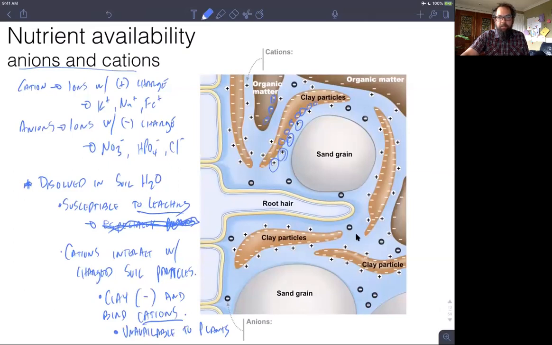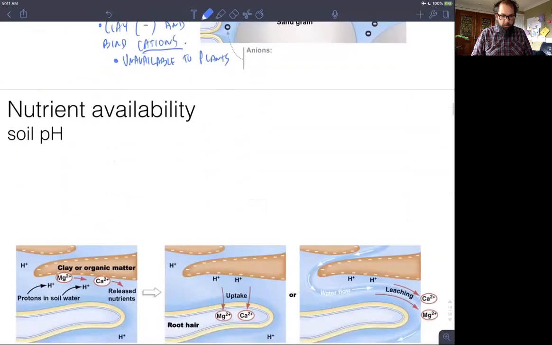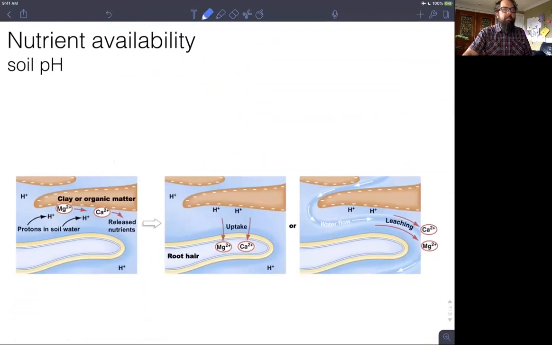And so because of the interaction of those soil particles, they resist leaching, so they don't get leached through the water like our negative anions do, but they do get bound up and are made unavailable to the plants. So they resist leaching, but they're difficult for plants to absorb because they have this strong binding to clay particles and organic material. And so because of that, soil pH actually plays a really important role in nutrient availability in the plants.